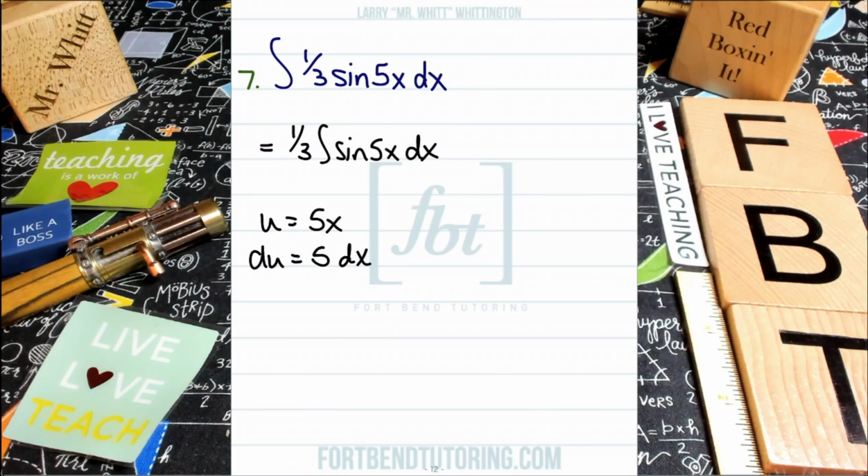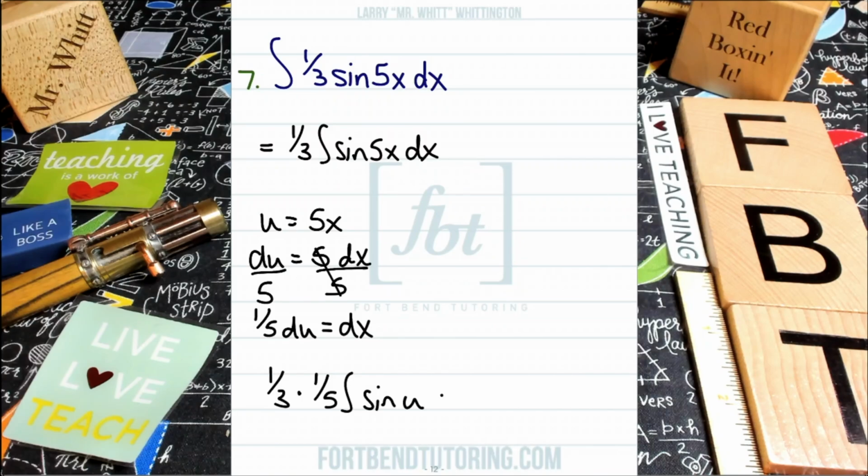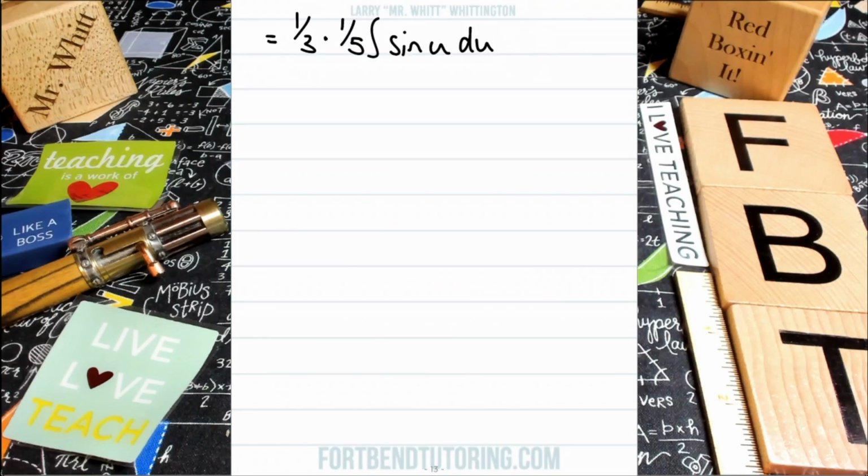Now, this doesn't look exactly like anything from the beginning of our integral problem, right? So I think it's best that we go ahead and divide both sides by 5. Dividing both sides by 5, I'll have 1/5 du being equal to dx. So I think I can do much better with that. Substituting back in, you'll have 1/3 times 1/5 times the integral of sine u du. Simplifying, you'll have 1/15 times the integral of sine u du.